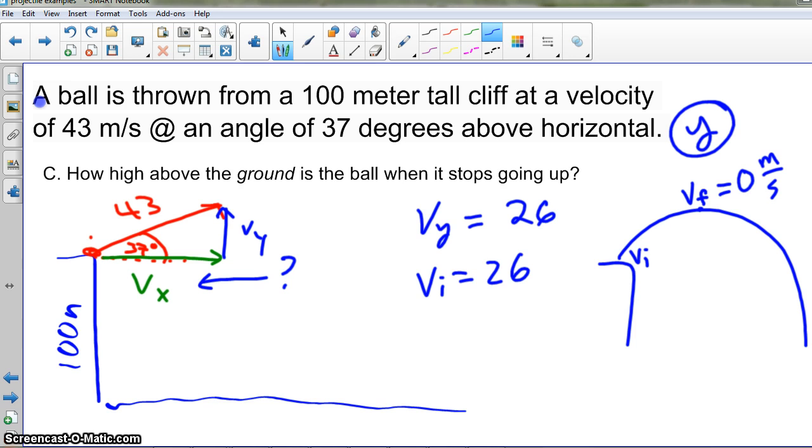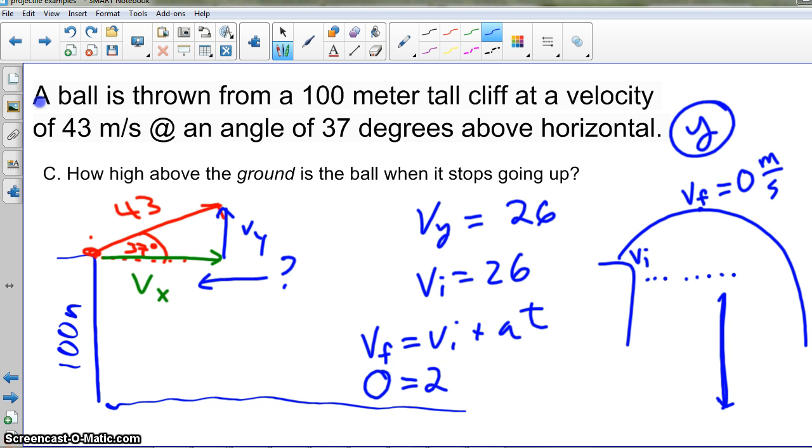We did problems like this before, but in the before, we were throwing things straight up and straight down. Now it happens to be moving across as it's going straight up and straight down, but it changes nothing about the up and down portion of it. The two are independent of one another. So how are we going to do this then? If we know the initial and we know the final and we know the acceleration, we can find that time, can't we? So 0 equals 26 plus negative 9.8 times the time. So 26 over 9.8 is going to get us the time.